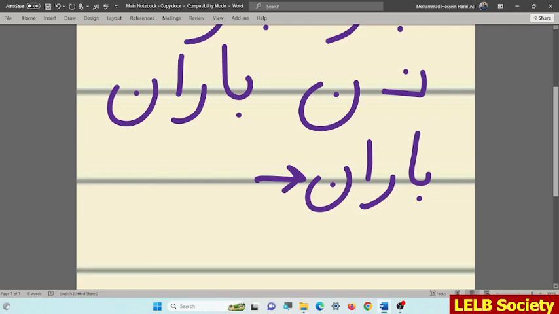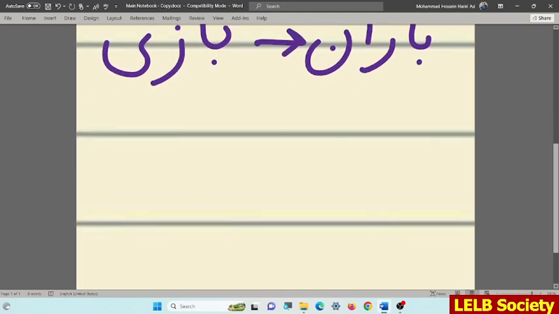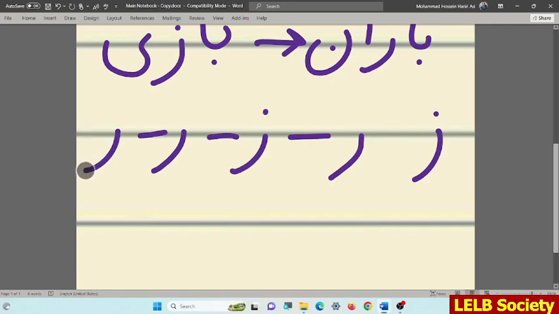All right, the seventh word is baz. You should know two new letters in Farsi. If you put a dot, this is re, you already know that. And if you put a dot on top of that, that would be z. So this is re and this is z. Again, re and z.